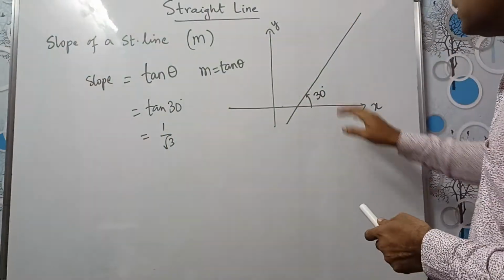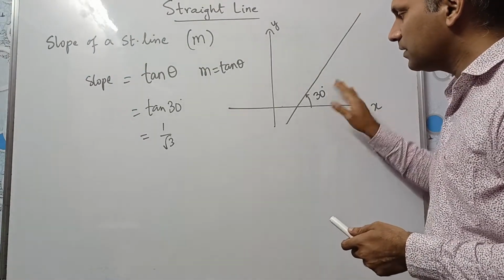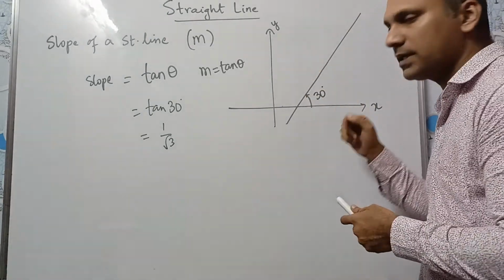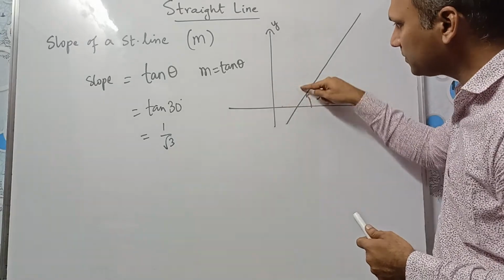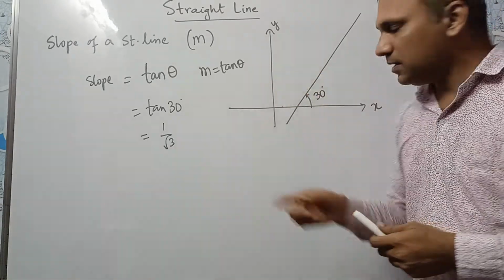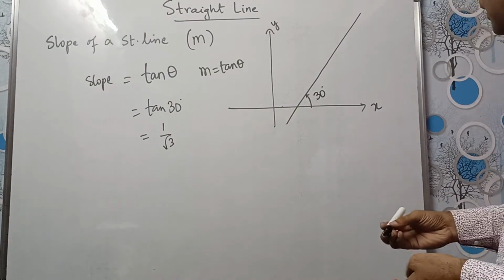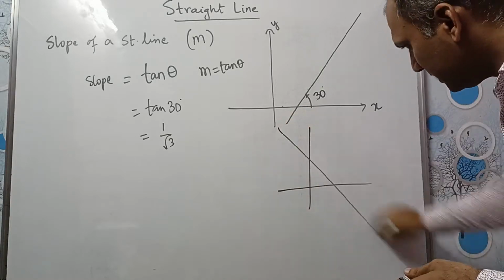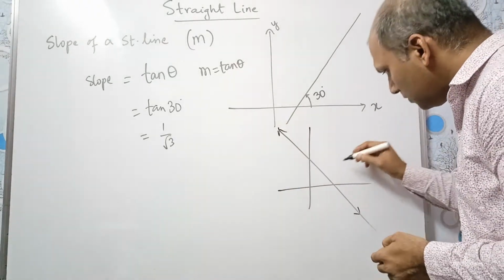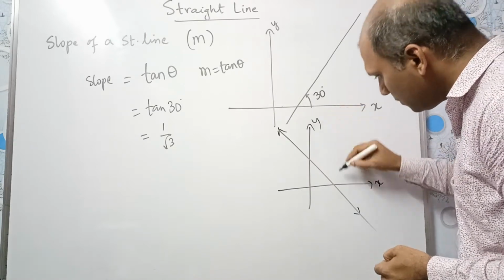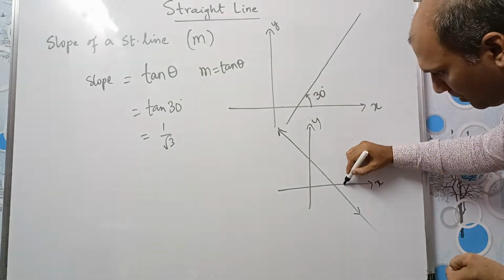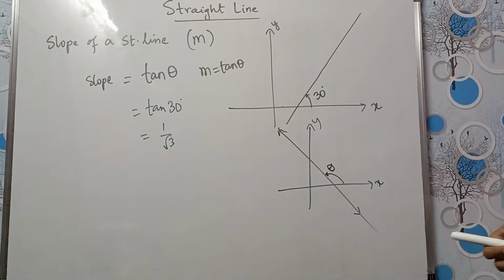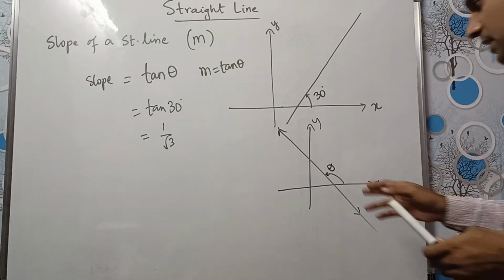So remember, 30 degrees or theta is not the slope. Tan of that angle, measured anti-clockwise with respect to the x-axis, from here, not from here, that is the slope. Can we have a line like this only? No. We can have a straight line like this also. This is our x-axis and this is our y-axis. So we should measure the angle from the x-axis, measured anti-clockwise. So this is the slope, theta. I hope this is clear.